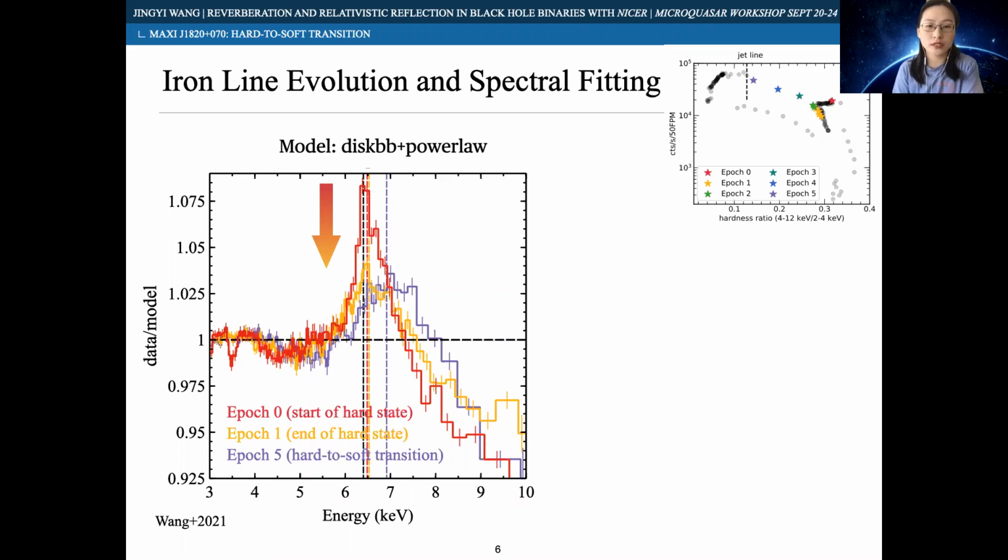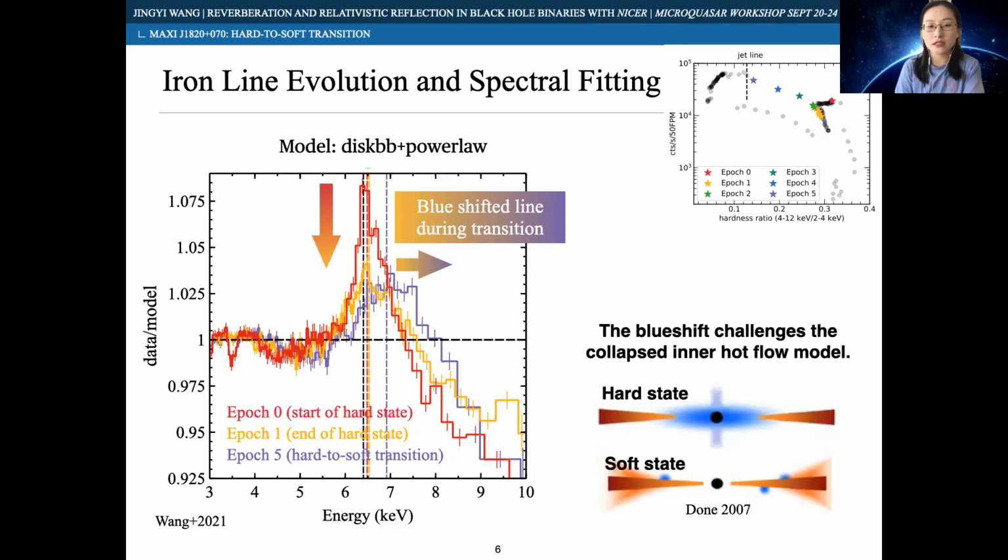Then during the transition, very surprisingly, we found the iron line gradually gets blue shifted as we compare the purple to the yellow epoch. That extra blue shifted component from preliminary analysis could be modeled by returning radiation or emission from the plunging region. We are still working on that. But what is very clear is that during the transition, the red wing of the line does not increase, as would be expected in the popular state transition model, where the inner edge of the disk should move inwards.